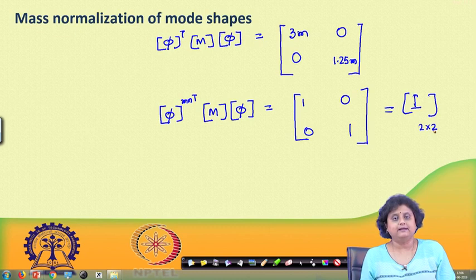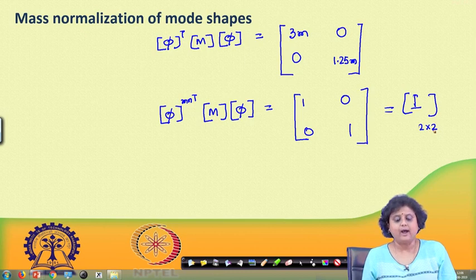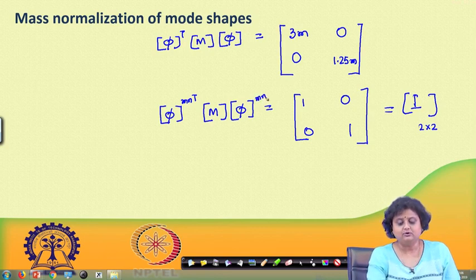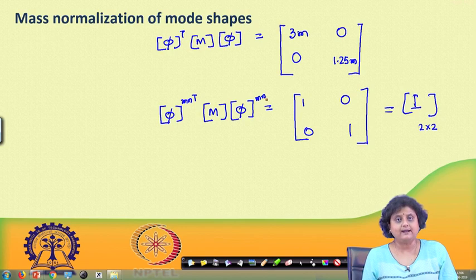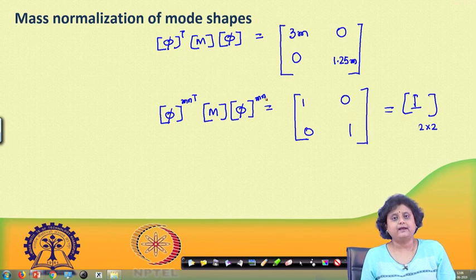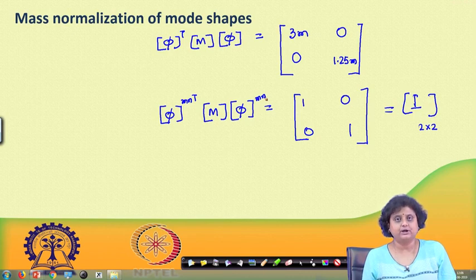Now, this entire thing can be written in a neater form in form of matrix product, where we can write phi transpose M phi is equal to an identity matrix provided phi is mass normalized. If phi is not mass normalized, then it will become a diagonal matrix, but the diagonal terms are not going to be 1, but certain other values. So, this expression for orthogonality of mode shape and mass normalization of mode shapes are very useful for the later analysis of the vibratory system.